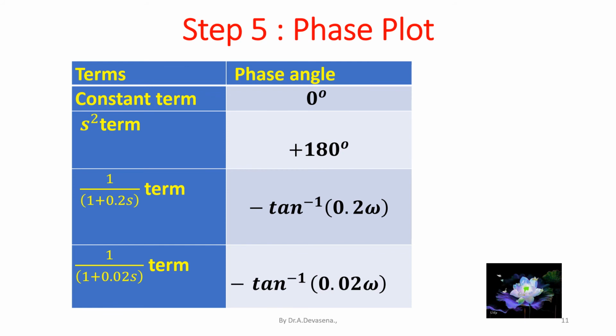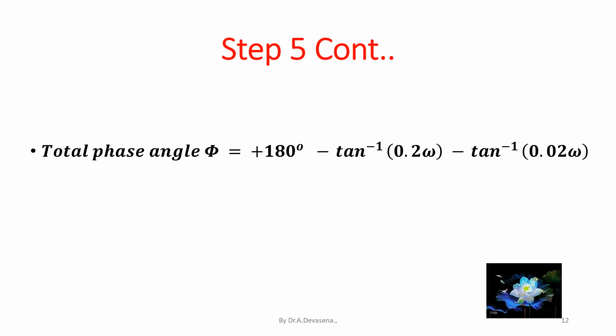The phase angle for the 1 divided by 1 plus 0.2 S term is minus tan inverse of 0.2 omega. And the phase angle for the 1 divided by 1 plus 0.02 S term is minus tan inverse of 0.02 omega. Total phase angle phi is equal to plus 180 degree minus tan inverse of 0.2 omega minus tan inverse of 0.02 omega.